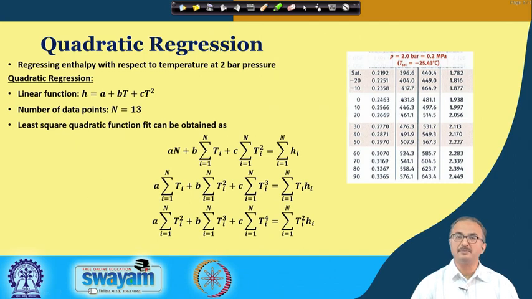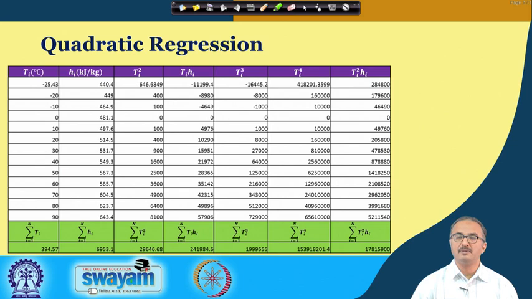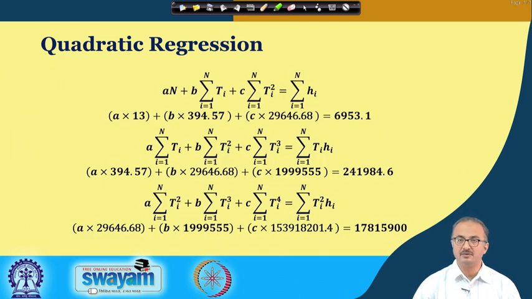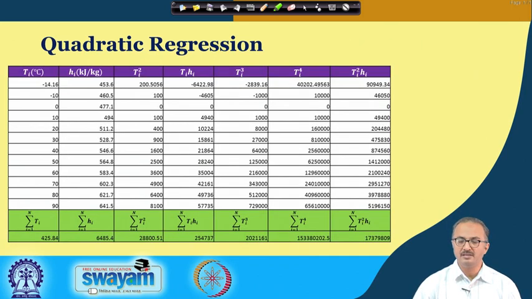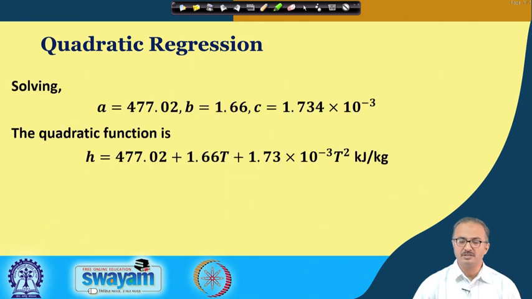If we keep repeating this for different pressures, we find similar calculations and get the values of A, B, C. Next we go for 3 bar pressure, again do all these calculations, and find this is the regressed equation for enthalpy with respect to temperature at 3 bar pressure.